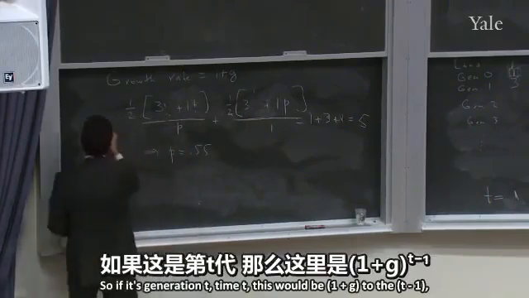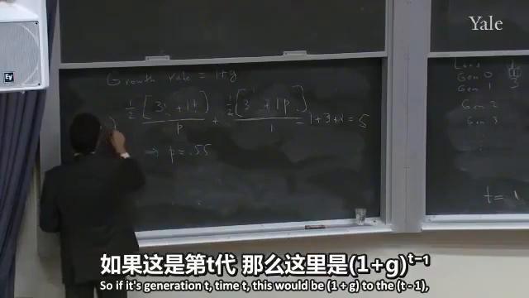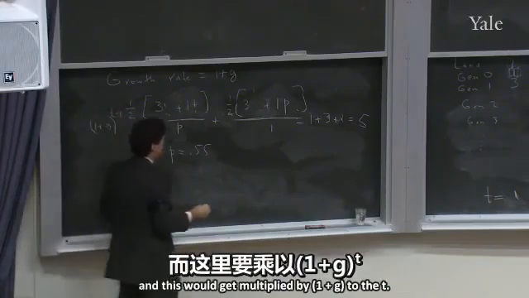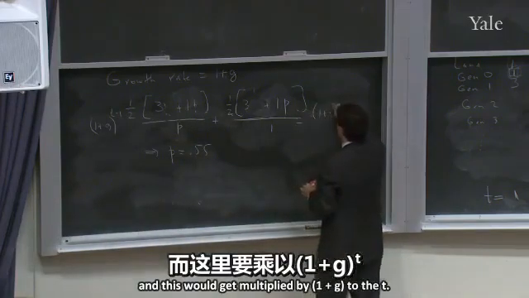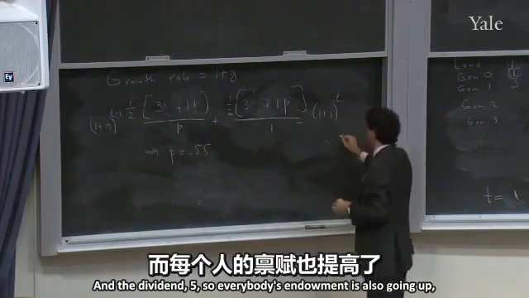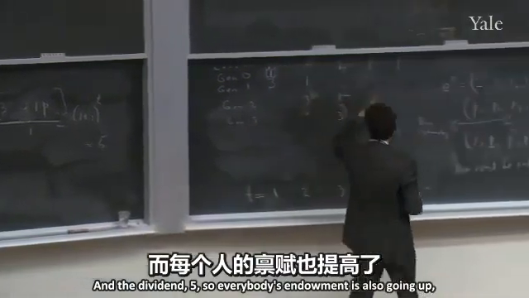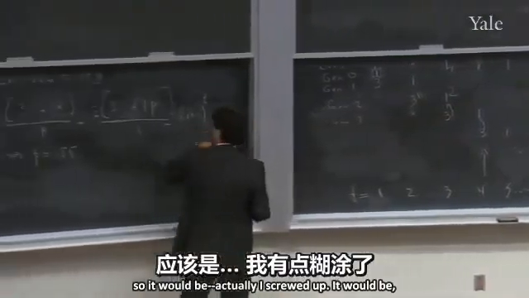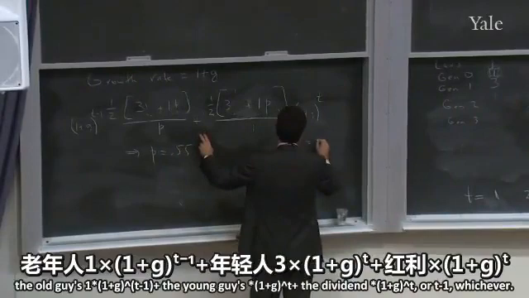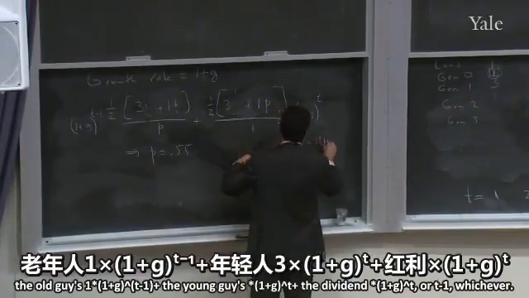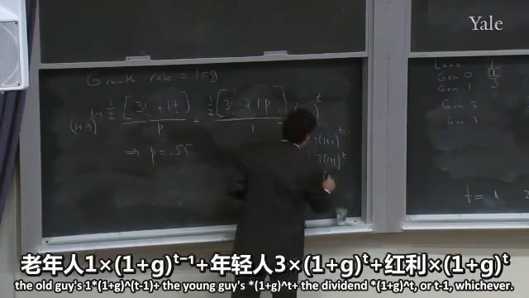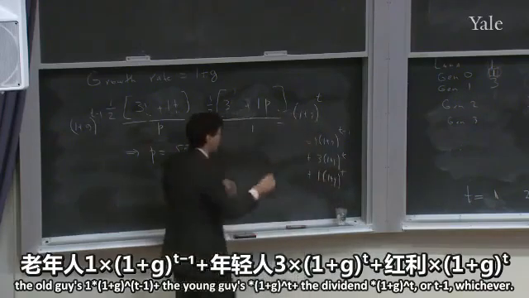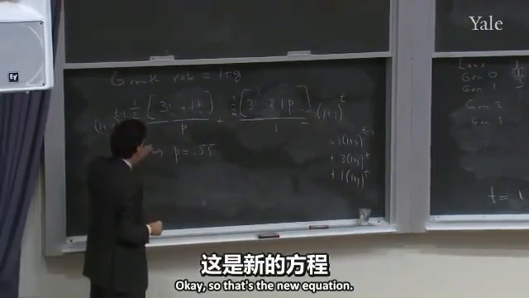So if it's generation t, this would be 1 plus g to the t minus 1, and this would get multiplied by 1 plus g to the t. And then the dividend, 5, so everybody's endowment is also going up. So it would be, well, actually I screwed up, it would be the old guy 1 times 1 plus g to the t minus 1, plus the young guys times 1 plus g to the t, plus the dividend times 1 plus g to the t, or t minus 1, whichever. Okay, so that's the new equation.